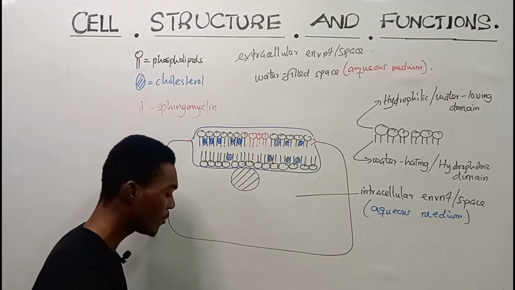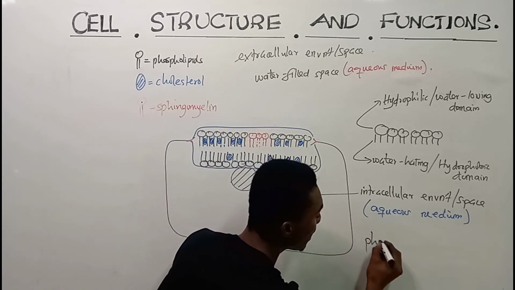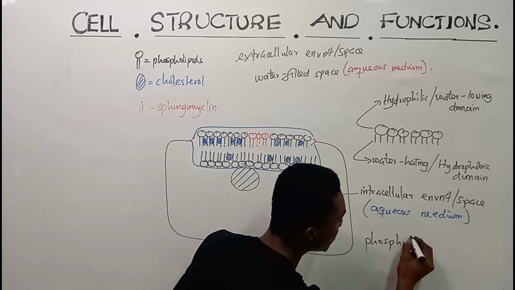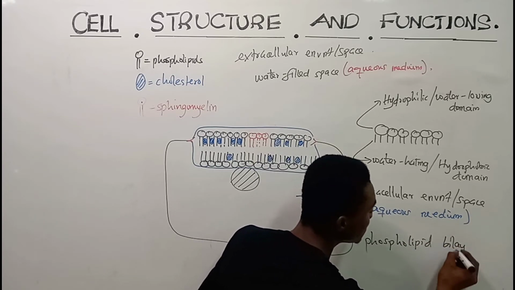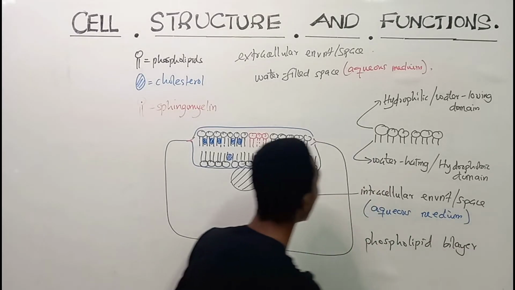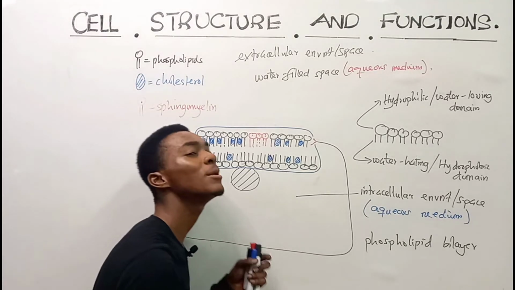So what I'm saying right now is, the reason why we say the cell membrane structure is a phospholipid bilayer is that it is in two layers, as you can see on the board, and the predominant type of lipids in the cell membrane structure is what? It's phospholipids. That is why we say that the cell membrane is a phospholipid bilayer.